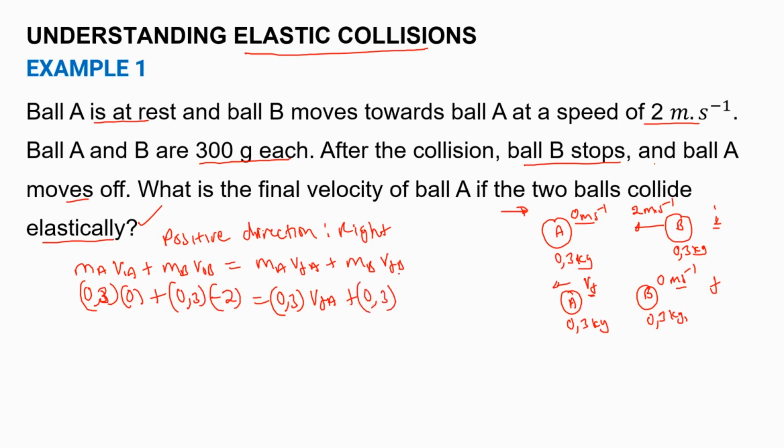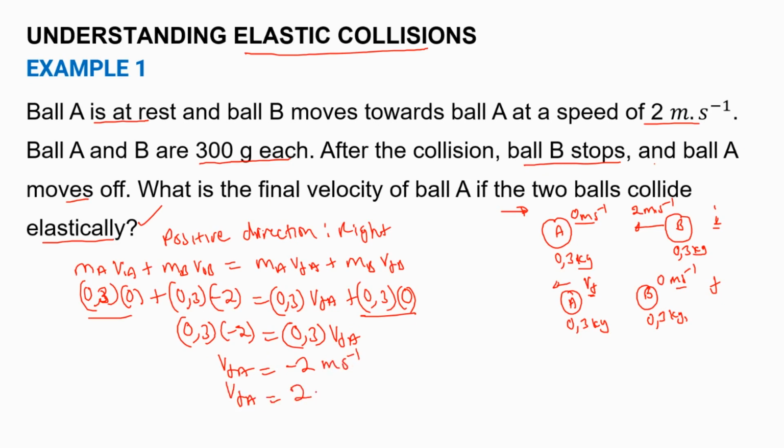And then the final velocity of B is 0 because it stops. So this is 0. We just remain with 0.3. Negative 2 is equal to 0.3 times final velocity of A. Then divide by 0.3 both sides. We find that final velocity of A is equal to negative 2 meters per second. Final velocity of A is 2 meters per second left.